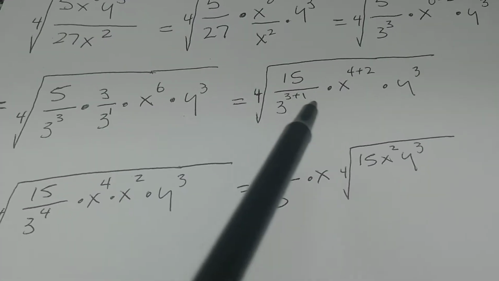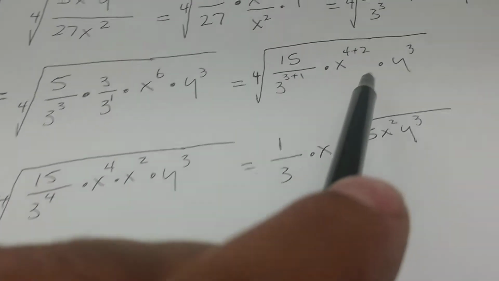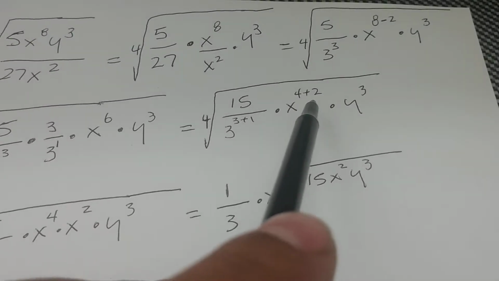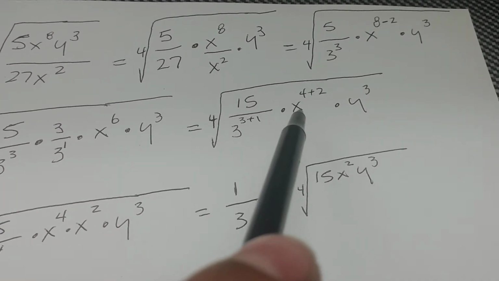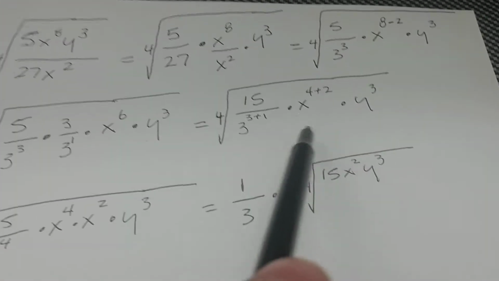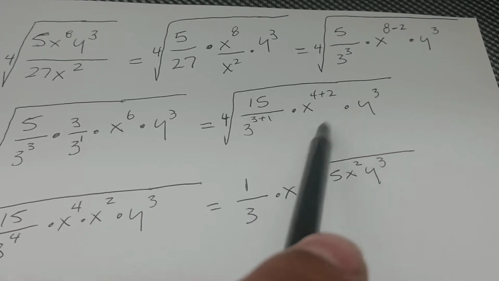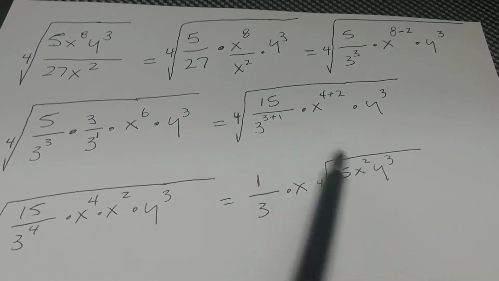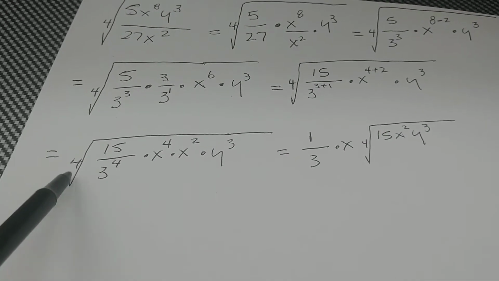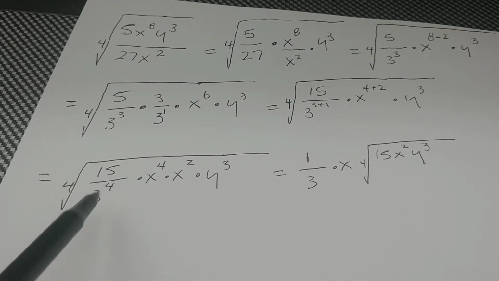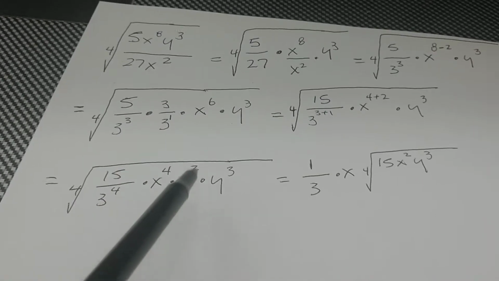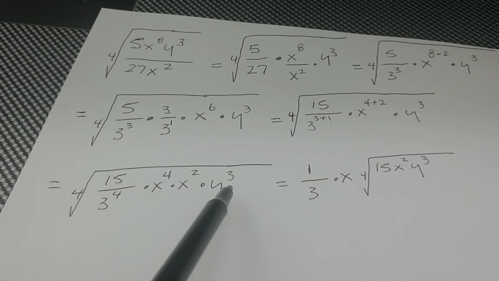Okay? Then you got that times, now, why did I do x to the 6 and change that to x to the 4 plus 2? Because you want everything in terms of the fourth power or a multiple of 4, because that makes it easy to take it out from under the fourth root. So next you have the fourth root, 15 over 3 to the fourth power times x to the fourth power times x squared times y cubed.